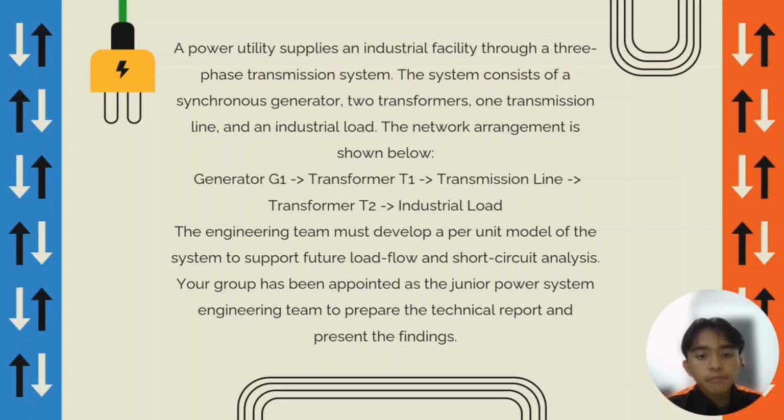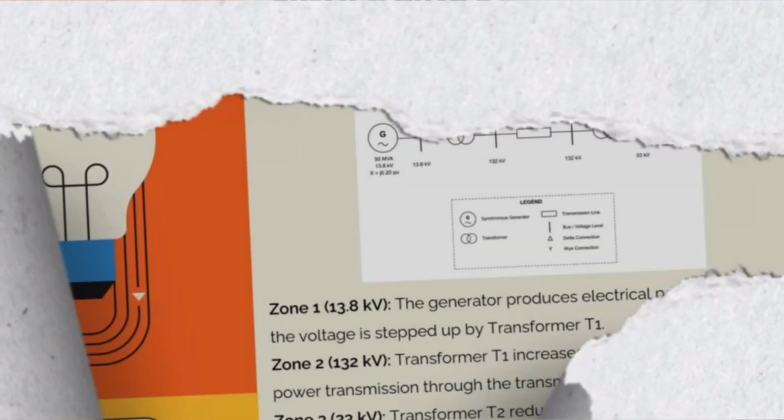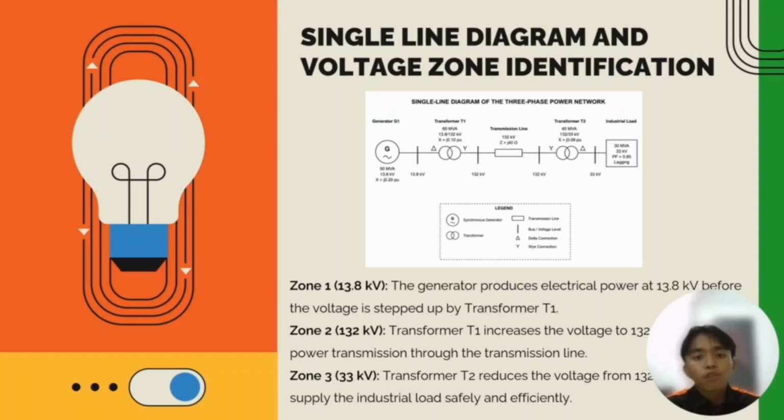The engineering team must develop a per unit model of the system to support future load flow and short circuit analysis. So our group has been appointed as the junior power system engineering team to prepare the technical report and present the findings. Single line diagram and voltage zone identification.